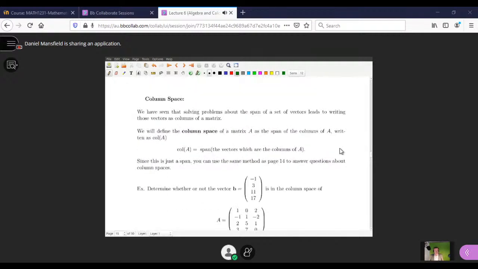All righty, column space. We've seen that problems about the span of a set of vectors lead to writing those vectors as the columns of a matrix.